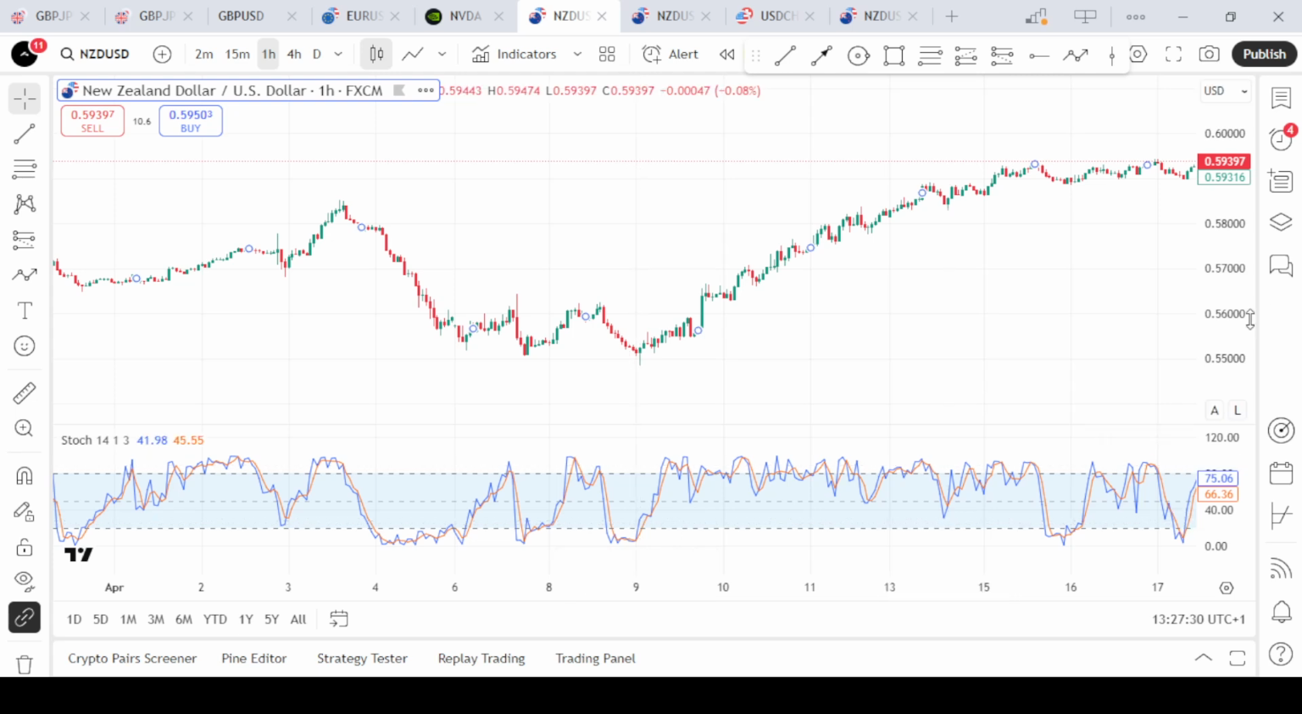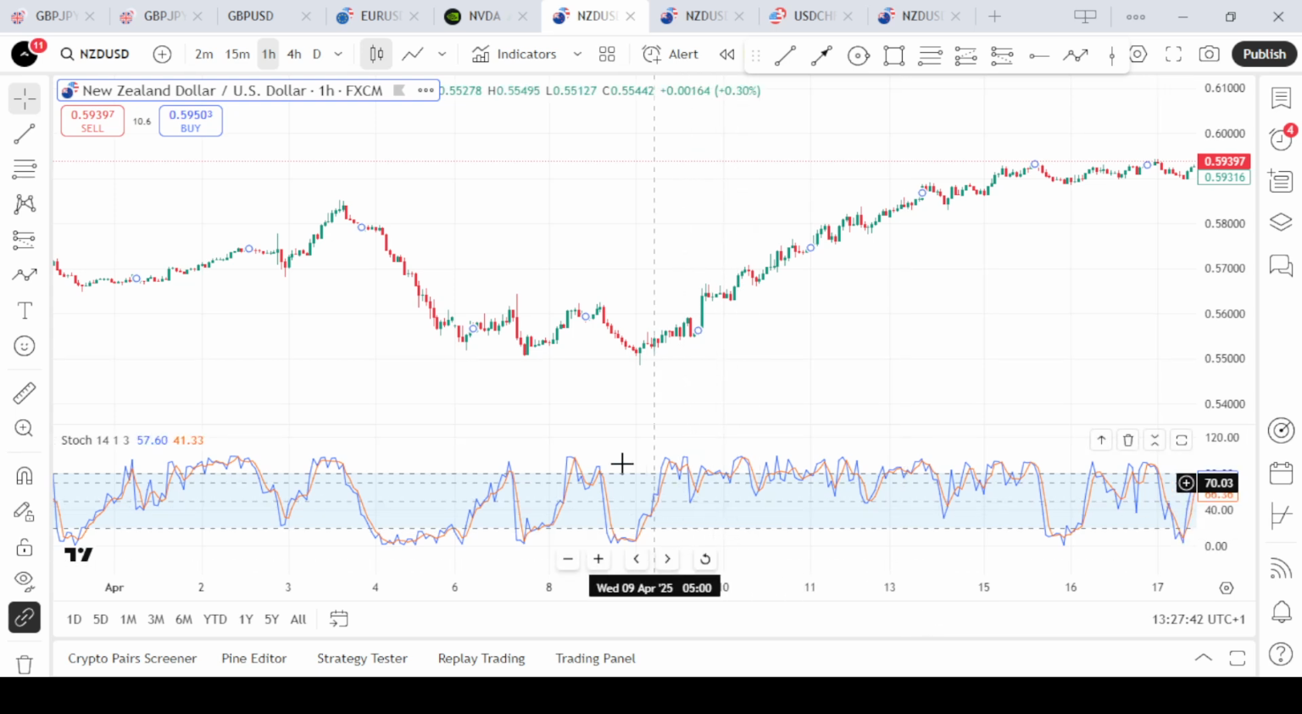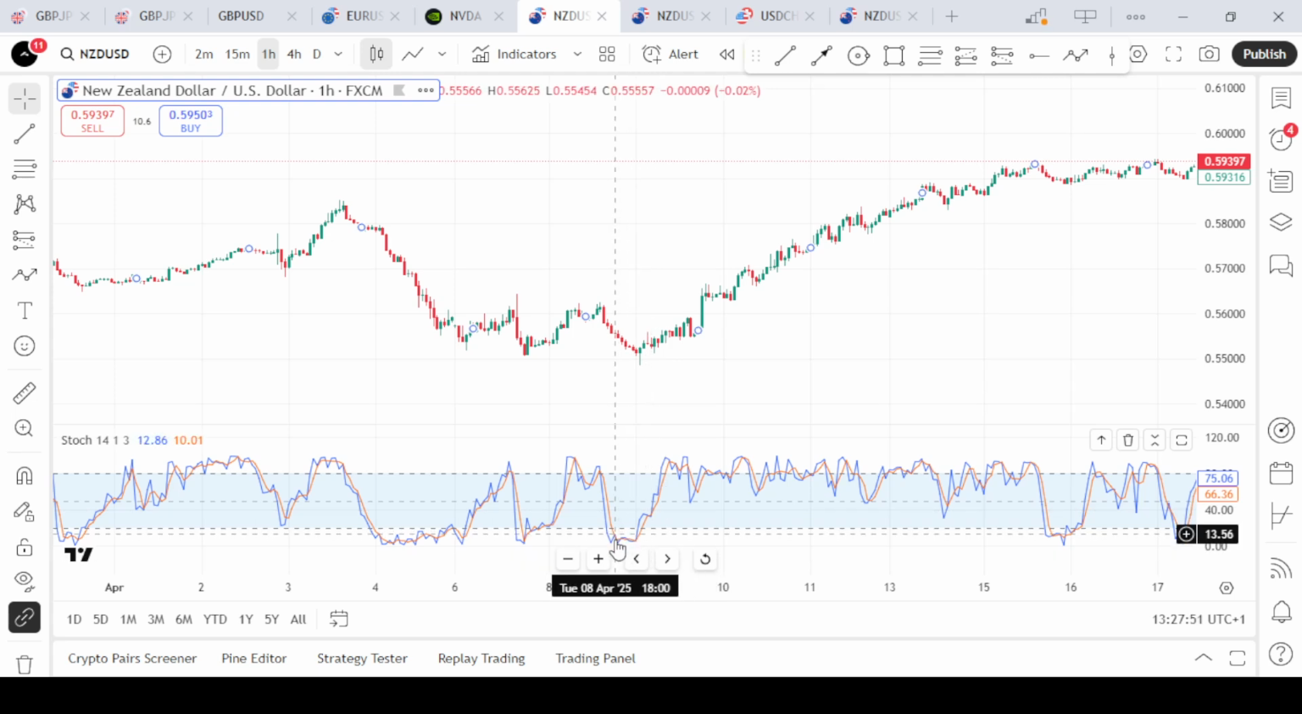Now, there are some key signals that we need to note when using this indicator. The signals are the overbought and oversold conditions. When you see a reading above 80, this signifies an overbought condition, while readings below 20 signify an oversold condition. These levels can signal potential reversals.